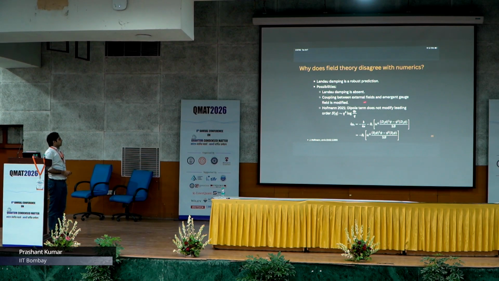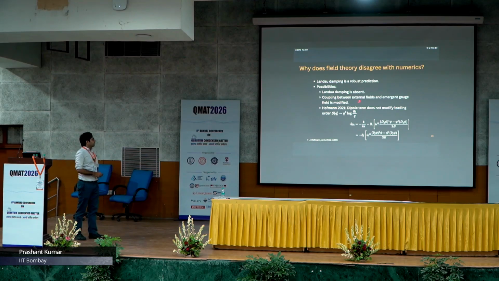There are some more subtle possibilities. For example, the coupling between external fields, capital A, and the emergent degrees of freedom, like the composite fermion and the emergent gauge field, might be modified, which is why you are not seeing Landau damping in the electron density correlation function. So it might still be there, but it's just that your electron density operator is not sensitive to the Landau damping. That is another possibility.